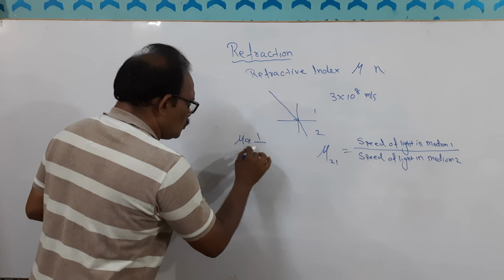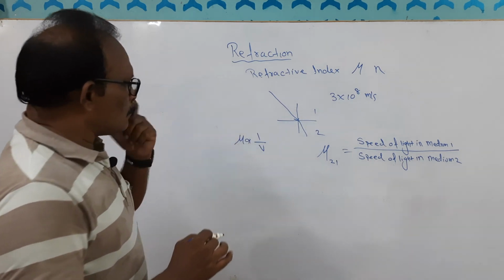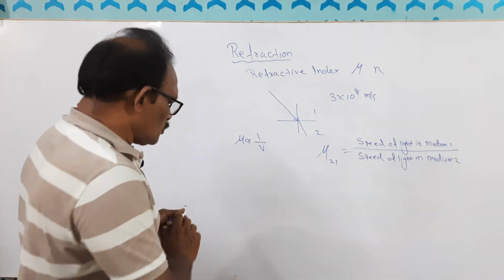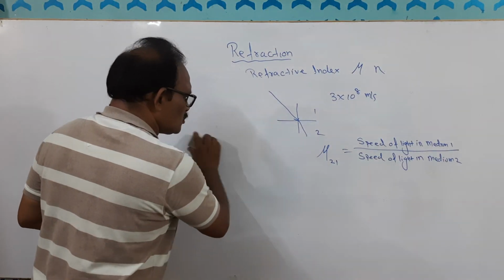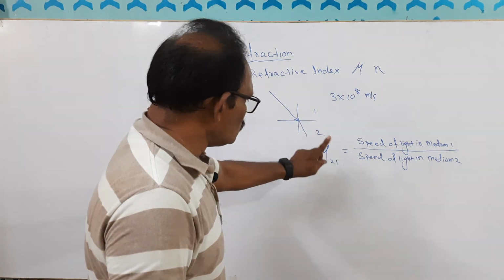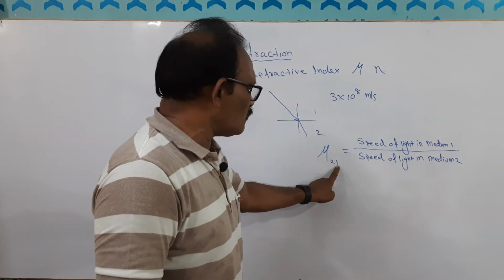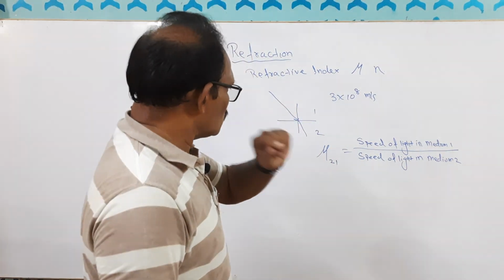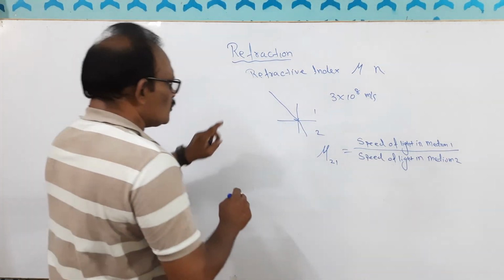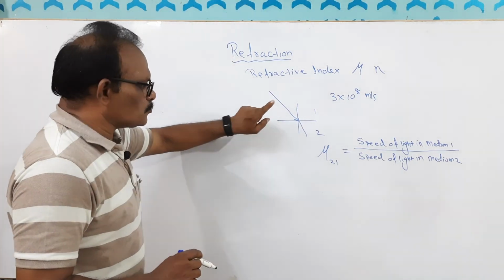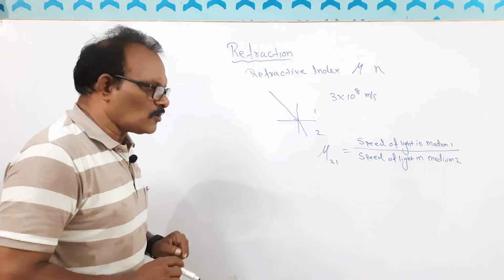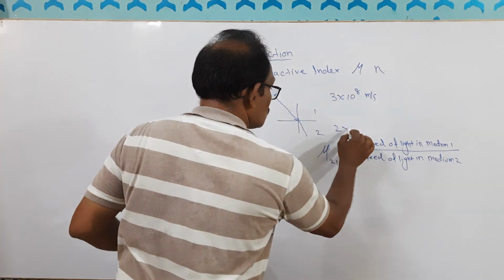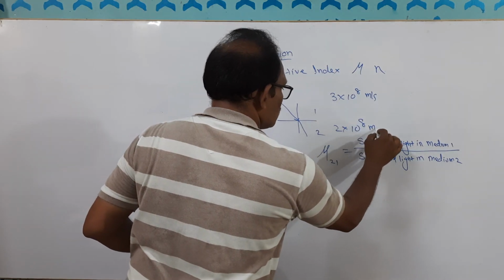inversely proportional to velocity. Mu is always inversely proportional to velocity. तब क्या होगा? That means inversely proportional to velocity का मतलब होता है mu2 is equal to the velocity of 1 and mu1 is equal to the velocity of 2. You just keep remembering this one. Now we know that the speed of light in air is 3 into 10 to the power 8 and the speed of light in glass is 2 into 10 to the power 8 meter per second.